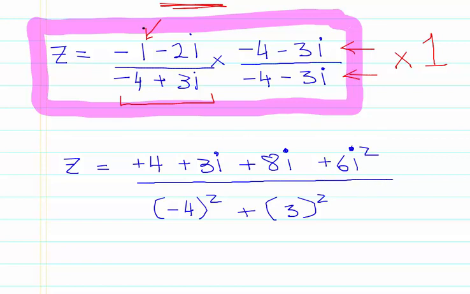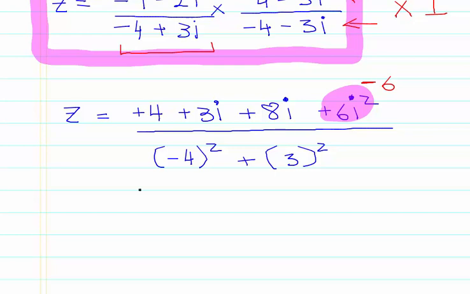Okay, so we'll re-express this here, that's going to become minus 6. So essentially what we end up with is 4 minus 6 gives us minus 2. 3i plus 8i gives us 11i. And again, our denominator is 25. So that is the answer we're looking for.